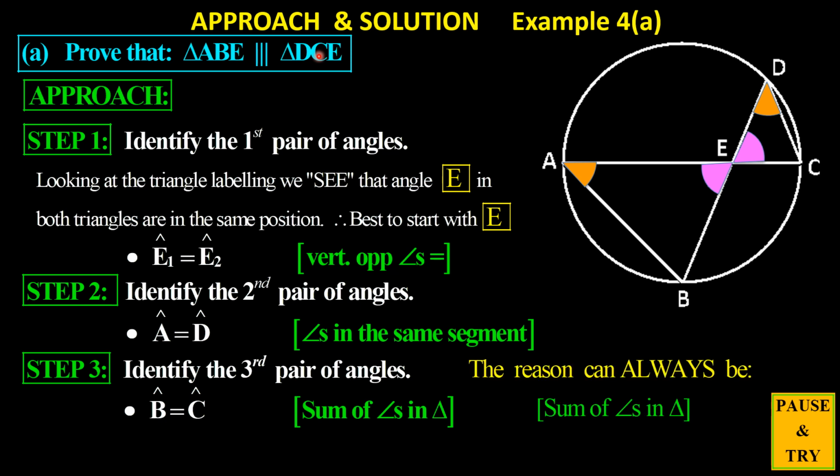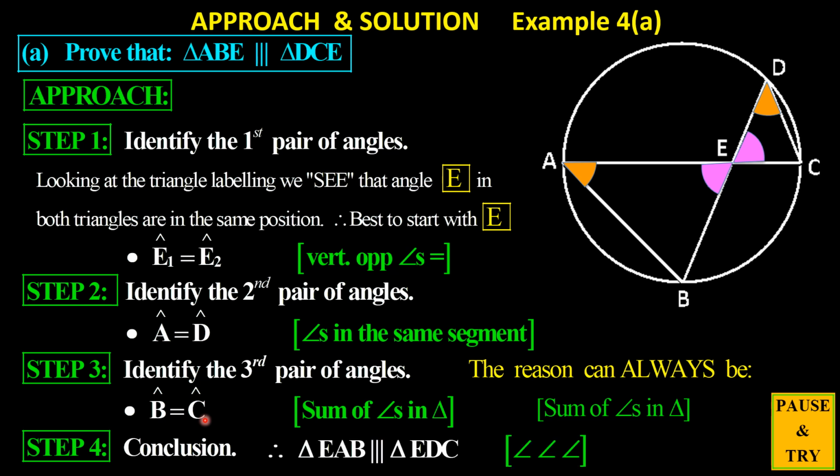Now we can get the triangles in the correct order. So it was E, A, and B, and E, D, and C. Let's just check that. E, A, and B. E goes with E, A goes with D, and B goes with C. Make sure that your order is correct. You can just verify here. E with E. Yes, E must be with E. A with D, let's check. A is with D. And B with C, B is with C. The order is correct there. And then you just write in here, angle, angle, angle.